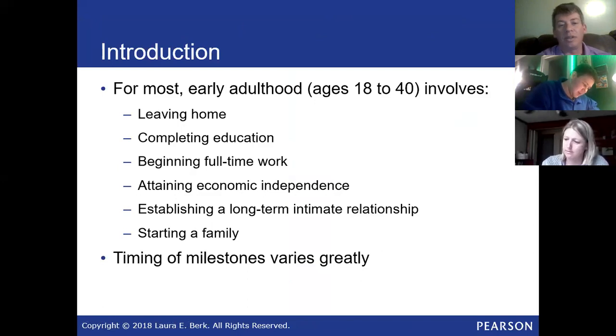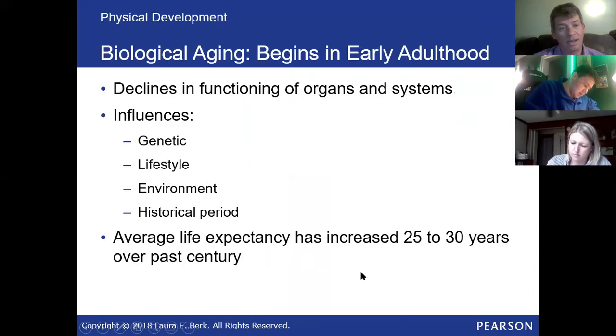It involves leaving home, completing your education, beginning full time work, attaining economic independence, establishing a long term intimate relationship, starting a family, and the timing of these milestones varies greatly. When it comes to biological aging, it begins in early adulthood. We see declines in the functioning of our organs and our organ systems.